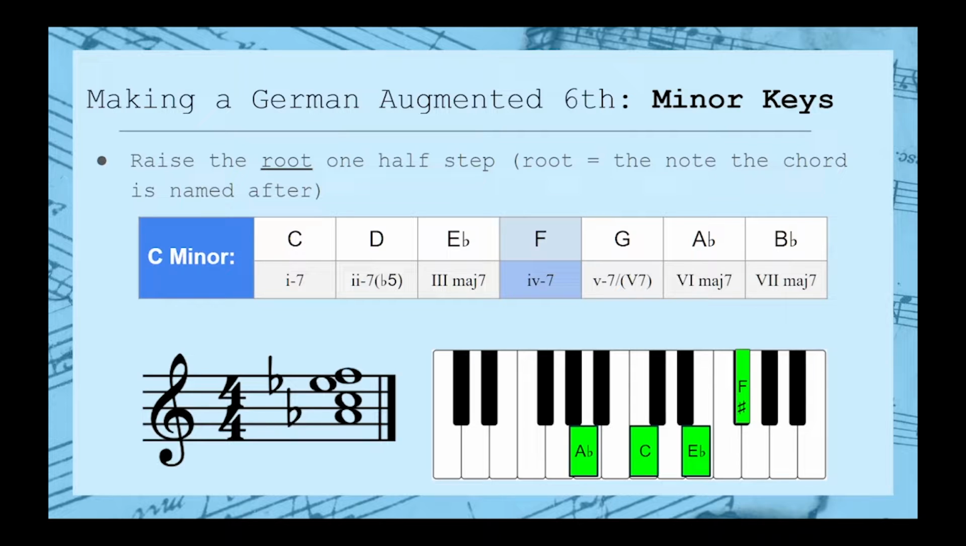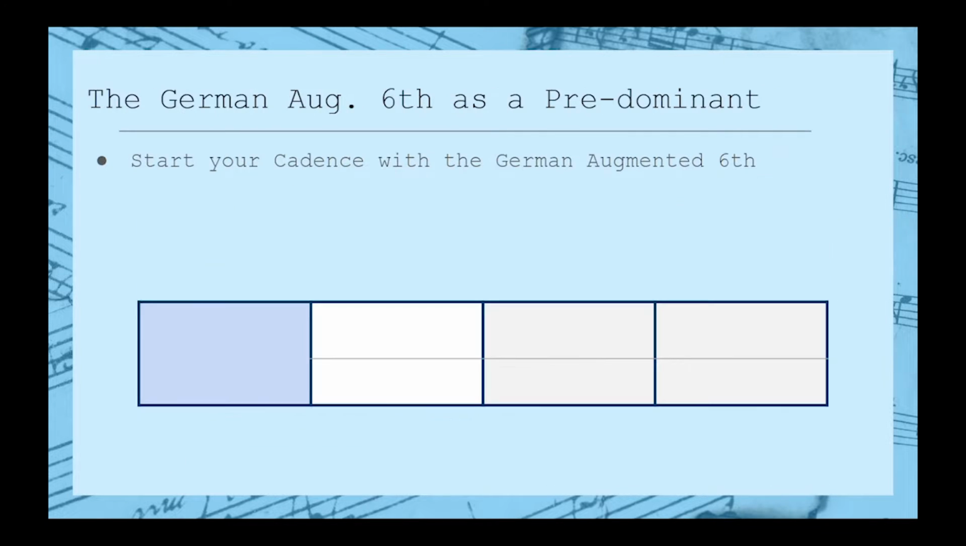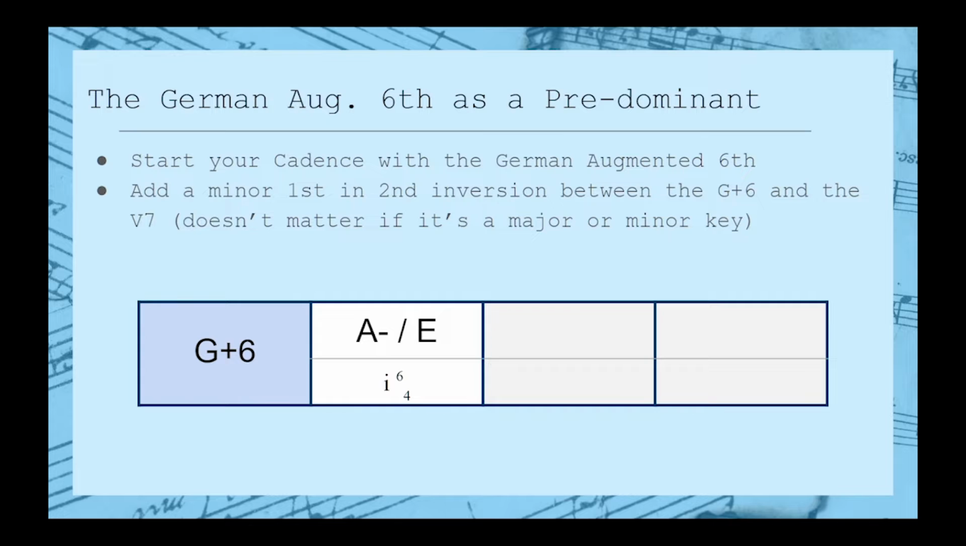Now you can use these chords in 2 ways. The first is just as a simple predominant to help give your cadences a little more color. Simply start your cadence with your German Augmented sixth chord of choice, and then before moving on to the V dominant 7 chord, we're going to add a minor i chord in 2nd inversion.